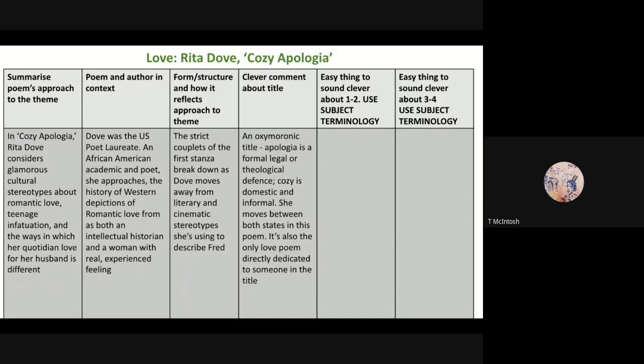Dove was the US poet laureate, an African-American academic and poet. She approaches the history of Western depictions of romantic love as both an intellectual historian and a woman with real experience and feelings. The strict couplets in the first stanza break down as Dove moves away from the literary and cinematic stereotypes she's using. And then, of course, the oxymoronic title that you all know what to say about there.